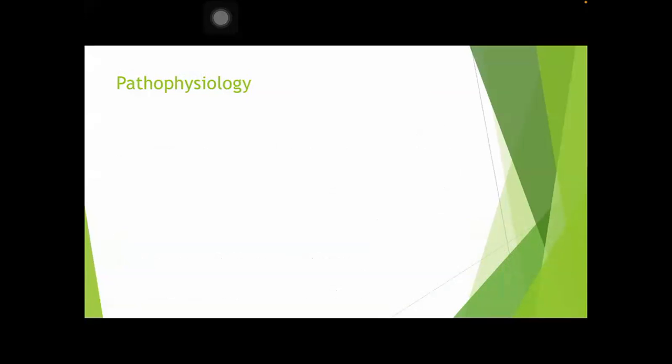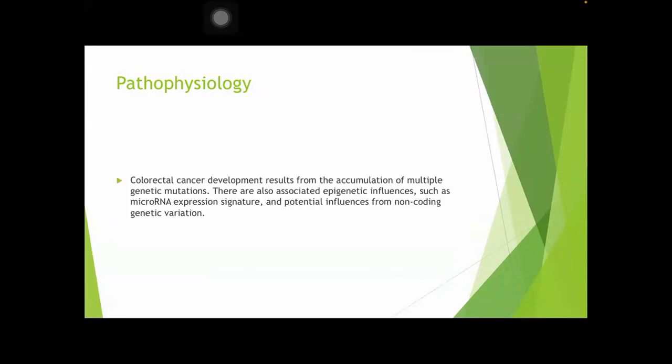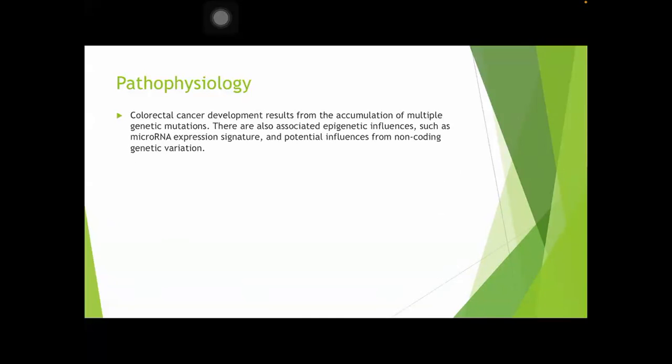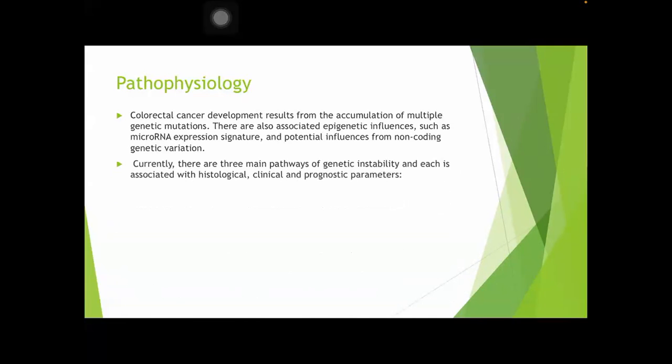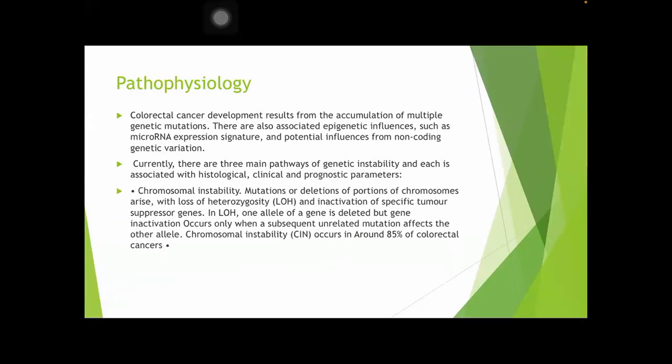Okay, pathophysiology. My colleague Rafael will talk about it. Thank you, Abdurrahman. So now I'm going to talk about the pathophysiology of colorectal cancer. Colorectal cancer development results from the accumulation of multiple genetic mutations. There are also associated epigenetic influences, such as microRNA expression signature and potential influences from non-coding genetic variation. Currently, there are three main pathways of genetic instability, and each is associated with histological, clinical, and prognostic parameters.